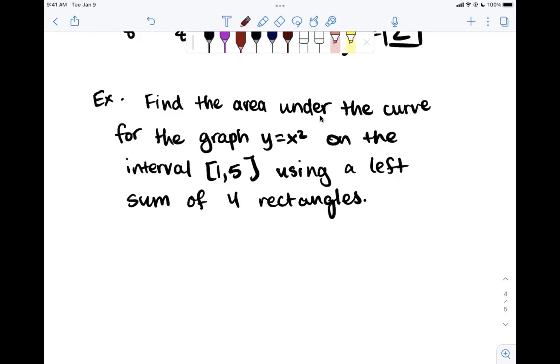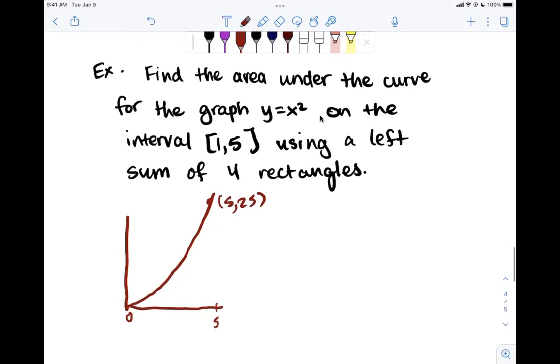All right, so let's do this. So just to have an idea of what it looks like, it's not really perfect, but all right, so there's our graph. Say this is 0, this is 5. This point would be like 5,25, definitely not to scale. And we're looking on the interval from 1 to 5. And then we're going to take a left sum of 4 rectangles. So this is going to look something like this.